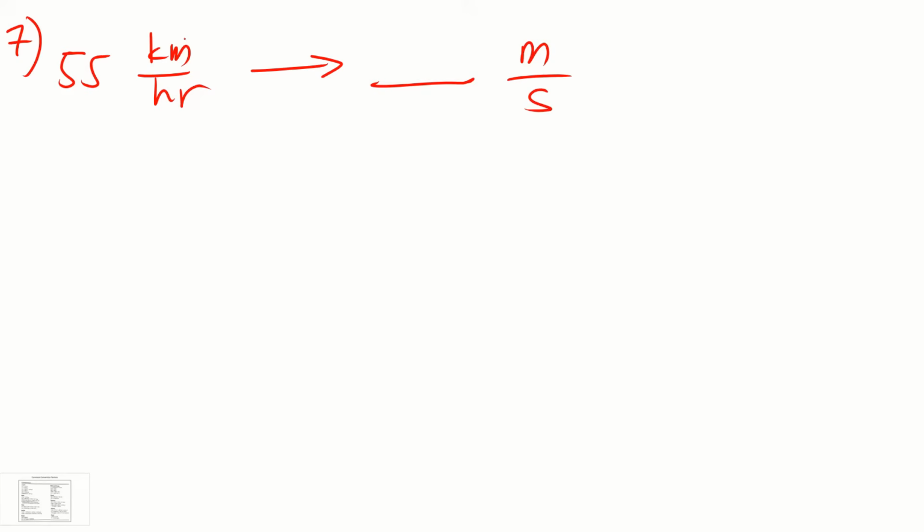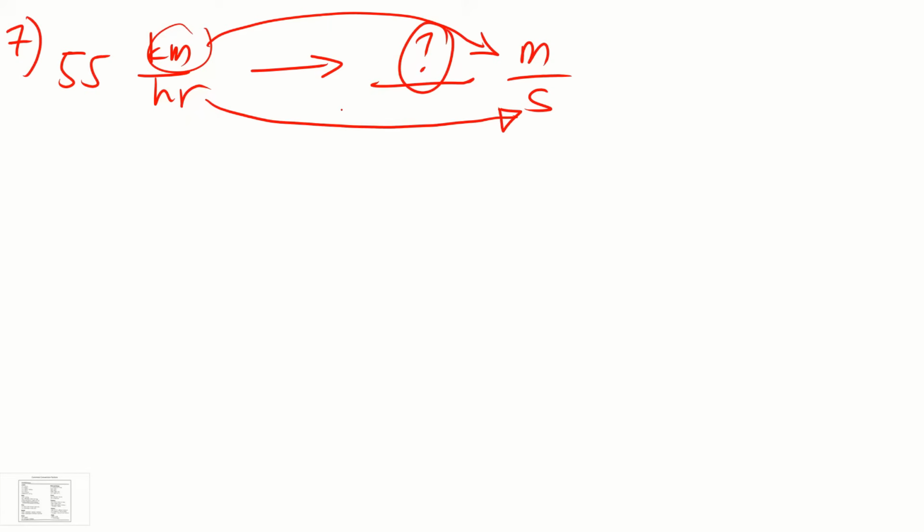So let's have another example. Example number 7. So how about dalawang unit na ang i-convert natin sa isang value? So again, ito 55 kilometers per hour, and then we would like to express it into meters per second. So yung kilometers gusto natin i-convert to meter, and then yung hour we would like to convert to second. So ano na ngayon yung new value?